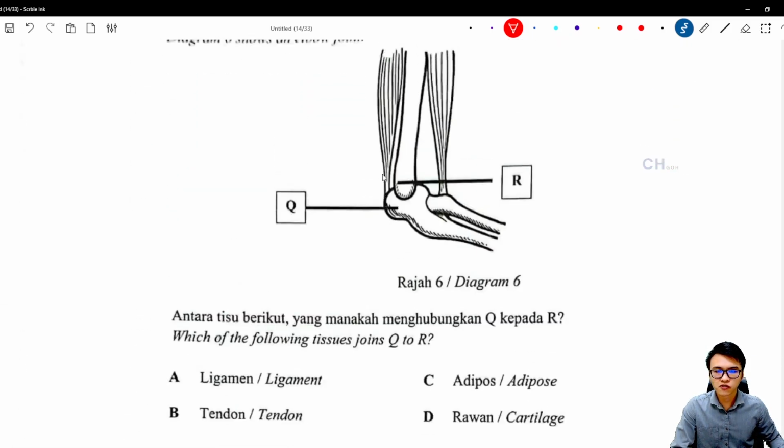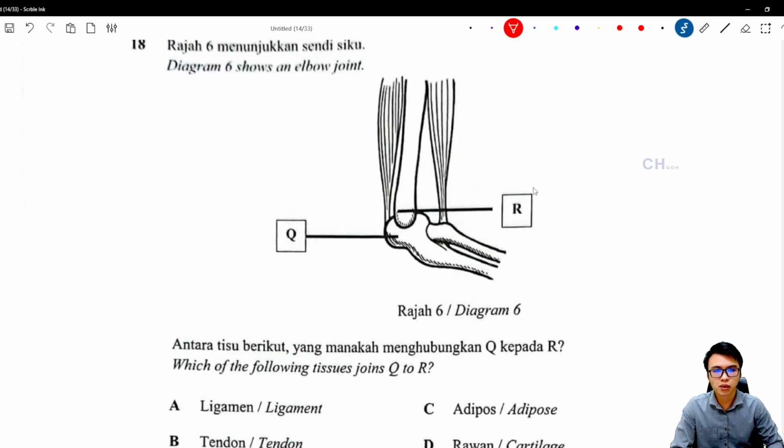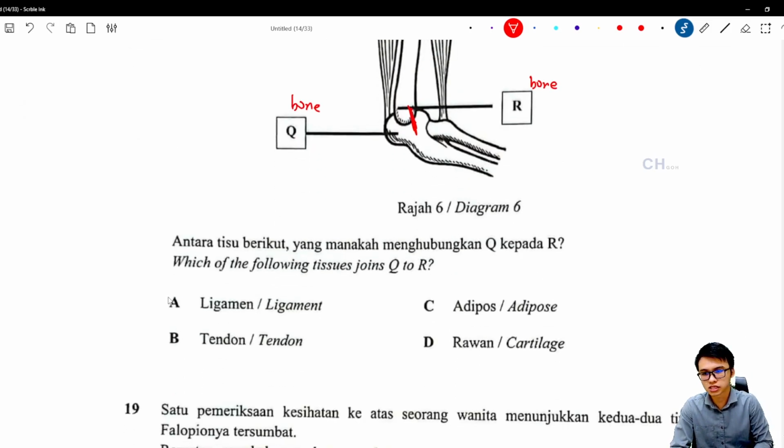Question 18. Which of the following tissues joins Q and R? Q and R both are bones. The tissue that joins bones to bones is called the ligaments. Ligaments, the 'Li' looks alike, so the bones and bones look alike.